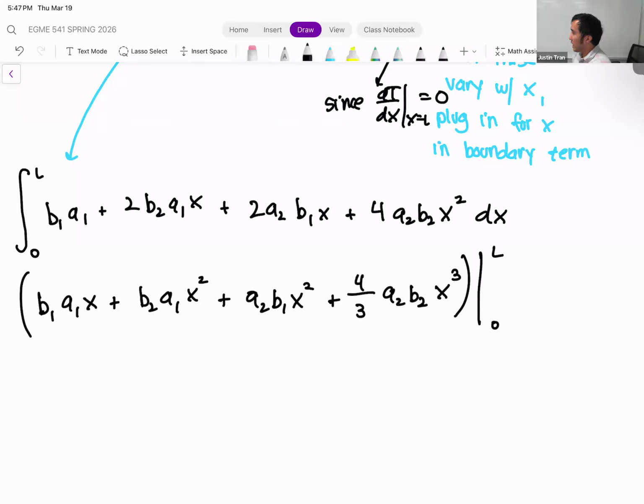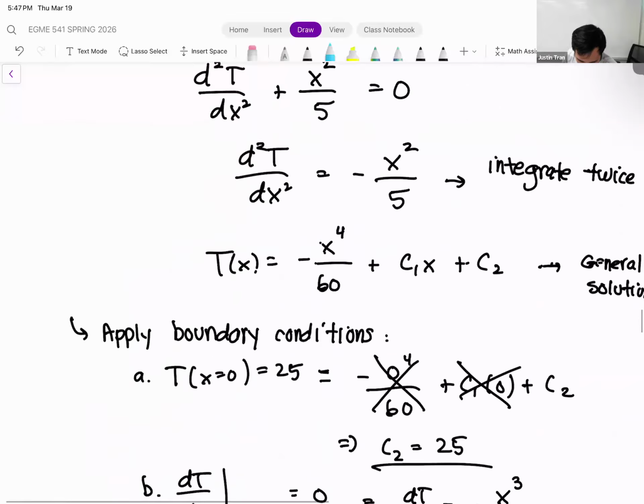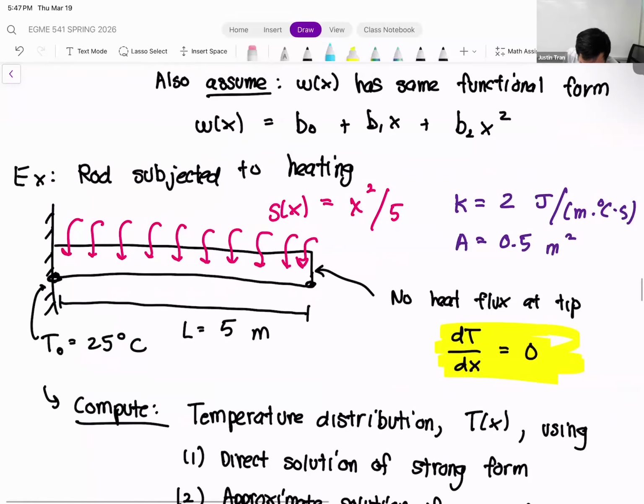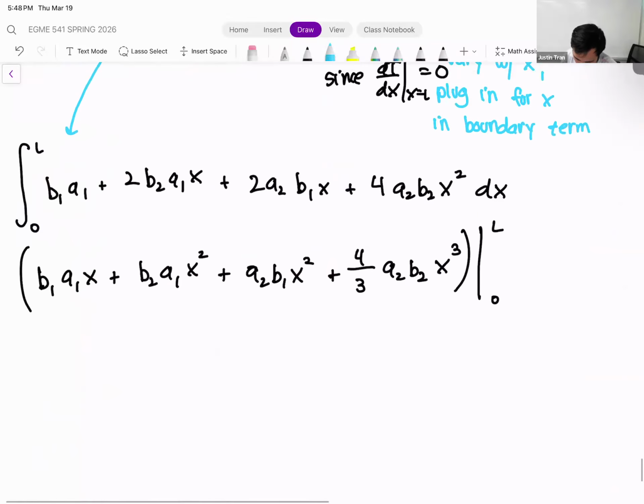Okay. And in fact, since we're at this point here, we're going to plug in numbers anyway. Let's go ahead and plug in x equal to L. So we know for this particular problem, the length of our rod is 5 meters. Okay, so let's just go ahead and plug in L is equal to 5.